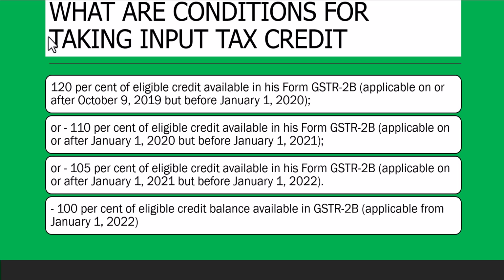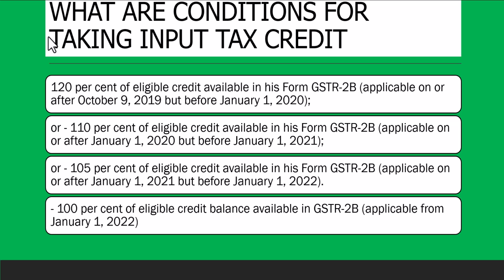120% of eligible credit available in his Form GSTR 2B, applicable on or after October 2020 but before January 2021. Or 110% of eligible credit available in his Form GSTR 2B, or 105% of eligible credit available in his Form GSTR 2B after January 1, 2021, but before January 2022. 100% of eligible credit balance available in GSTR 2B from January 2022.